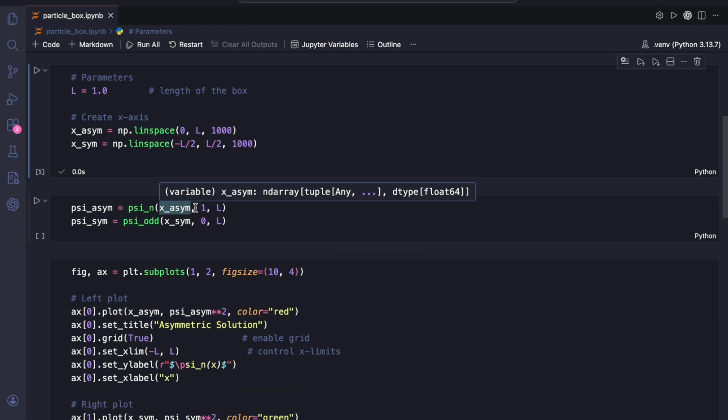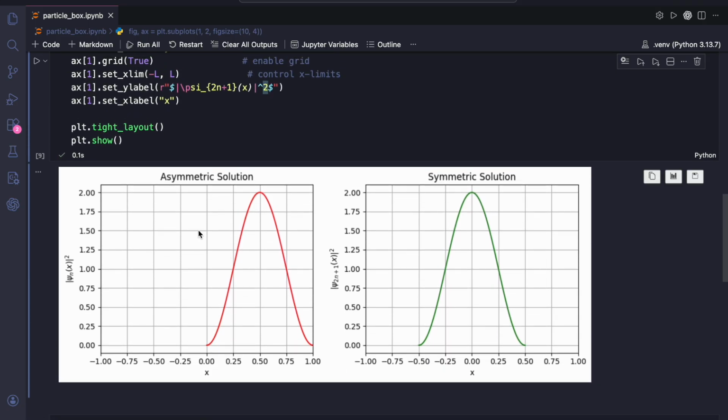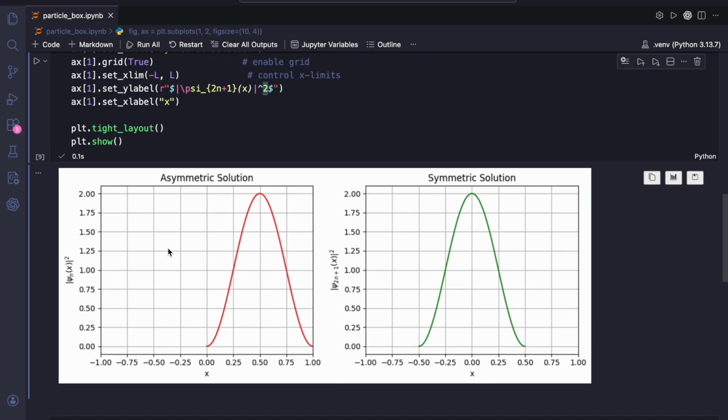In the first case, we took n equal to 1. So when n is equal to 1 in the asymmetric case, that's an odd number, so in the symmetric case we'll have to use the odd wave function. Here I've plotted the magnitude of the wave function squared in both cases, for n equal to 1 in the asymmetric case and n equal to 0 in the symmetric solution for the odd wave functions. As you can see, the probability of finding the particle is exactly the same.